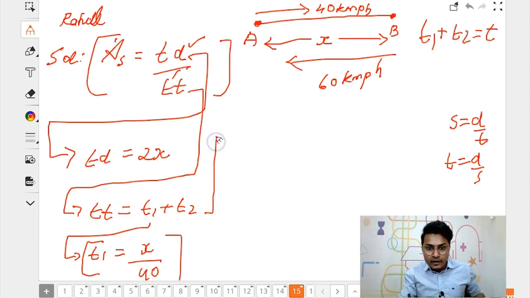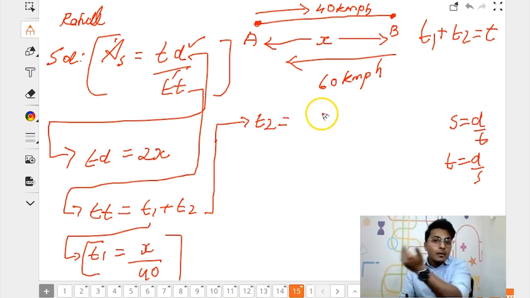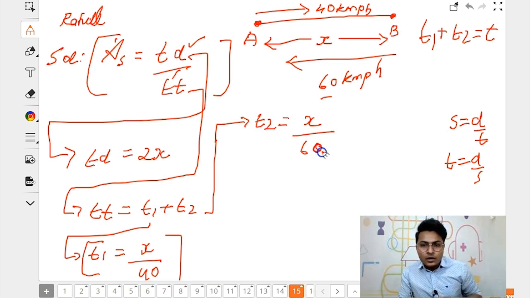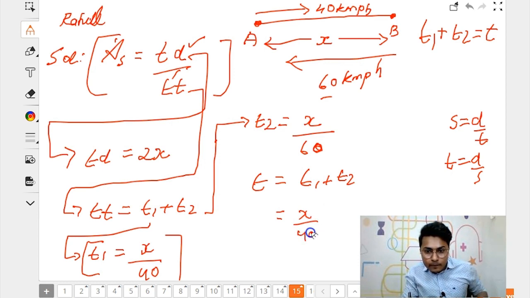Similarly, if we try to find out what is T2, let me write it down. T2 is equal to, again, B to A. When it's coming from B to A, the distance is x, the same, and speed is 60. So it is exactly correct, guys. It's x by 60. So now you have got T1 and T2 both. Let us find out what is T now. T is equal to T1 plus T2, correct? So that would be x by 40 plus x by 60. Am I right? Exactly correct.